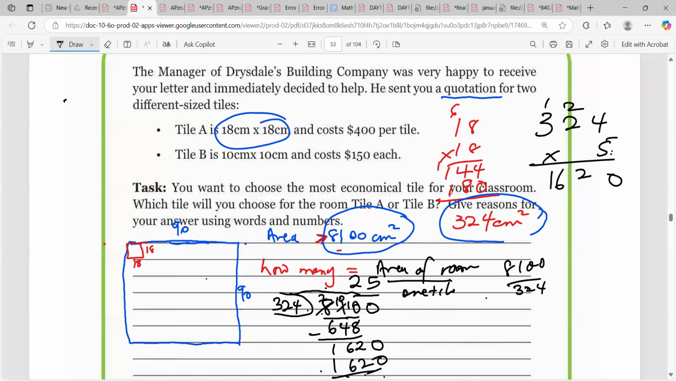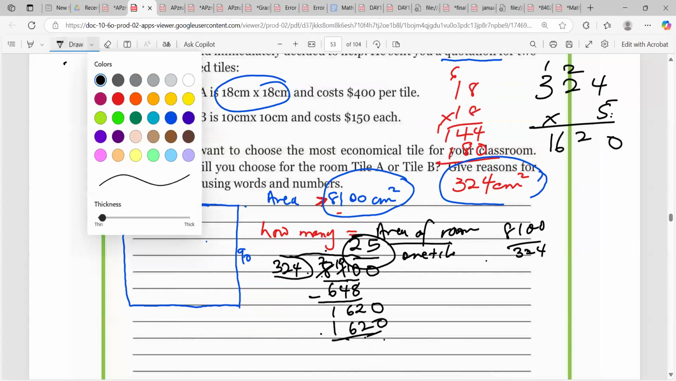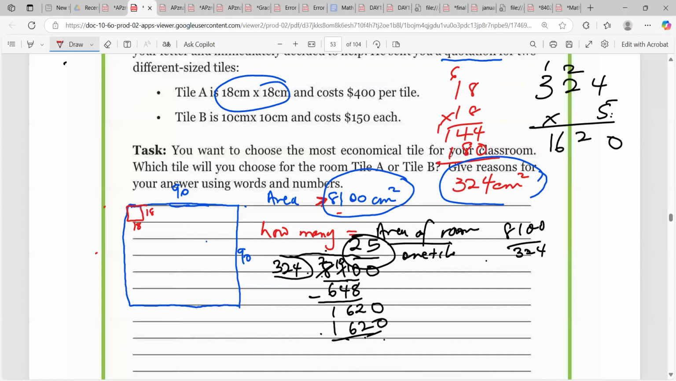All right, so it's exactly 25 of these tiles. So what we are saying now, let's reason it out, guys. This part is very important. It means that, yeah, Brian, it means that we're going to need 25 of these tiles to fill the room.